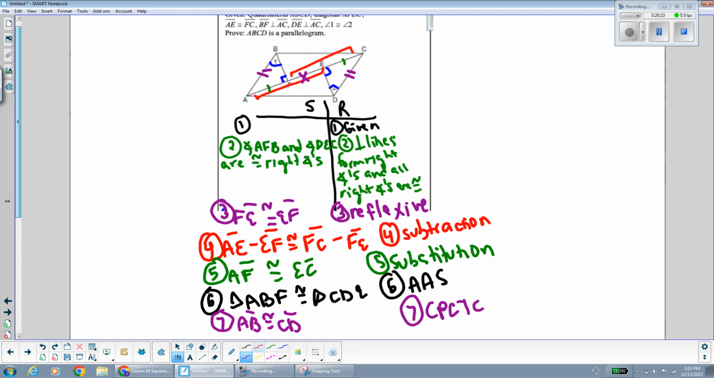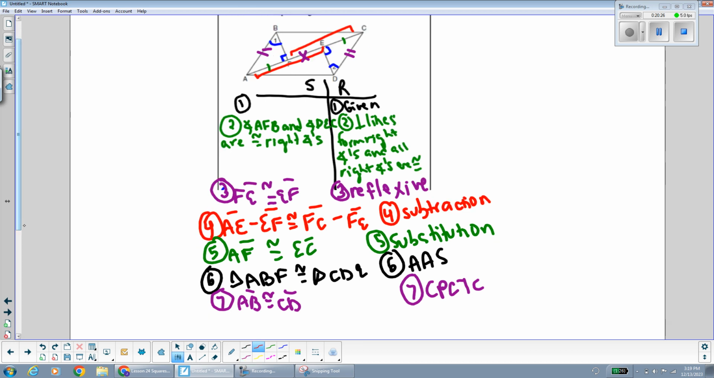And I'm also going to CPCTC something else. Let me scroll down a bit so I have more space. I'm going to also CPCTC this angle here. That's an angle in triangle ABF. And this angle here, the two in red, that's an angle in triangle CDE. And I'll explain why in a second. So let me put that here. Angle BAF is congruent to angle DCE, that red angle. Yes, you do need three letter names for these angles, else I don't know which angle you're referring to.